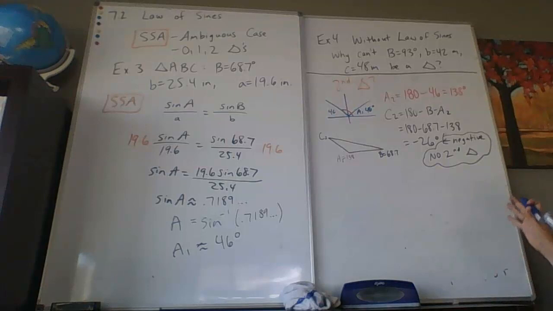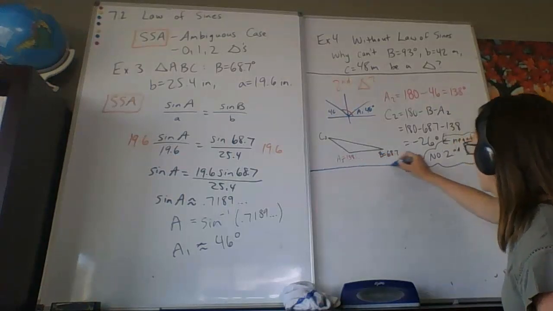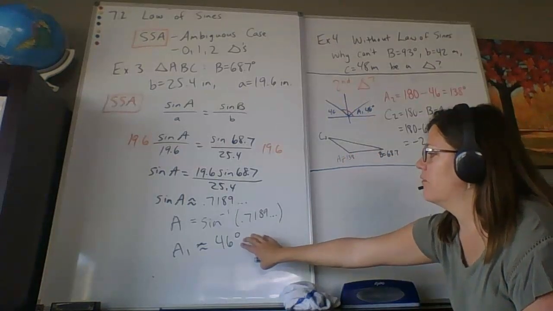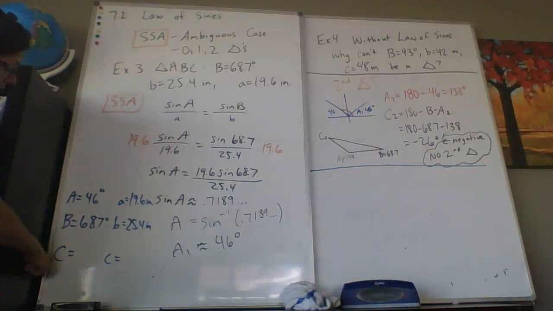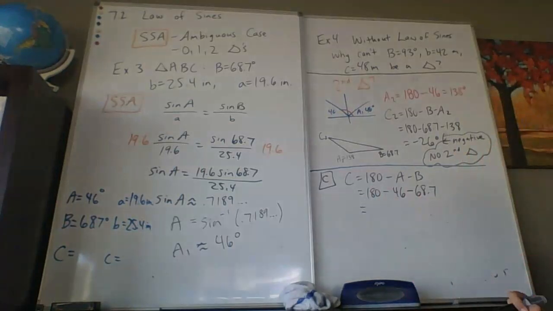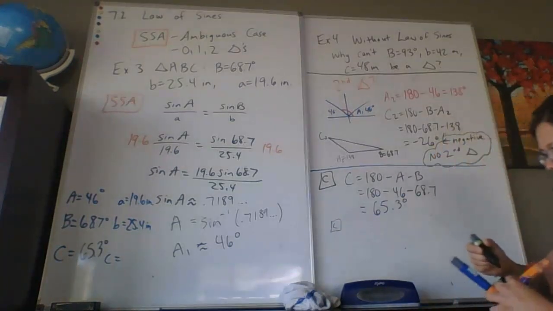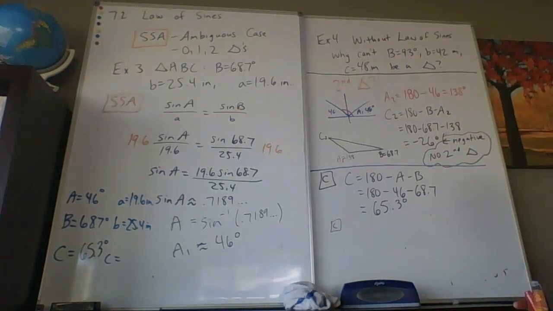So now we know we will only have one triangle with the given information, and we have found that angle A is 46 degrees. Now we need to find angle C and side C. Since we already know two angles of the triangle, we can easily find angle C. So C is 180 minus 46 minus 68.7, or we get angle C is 65.3 degrees. Now we're ready to find little c. We need the law of sines for that.